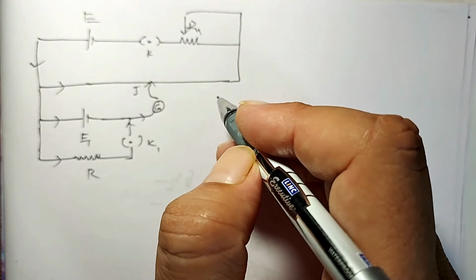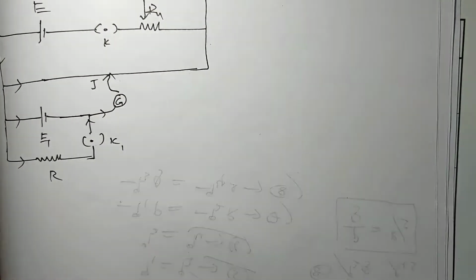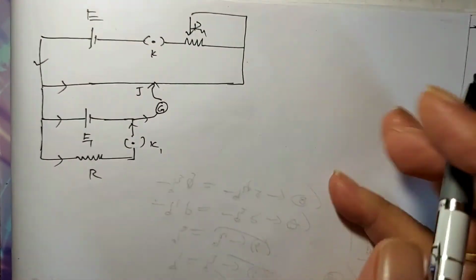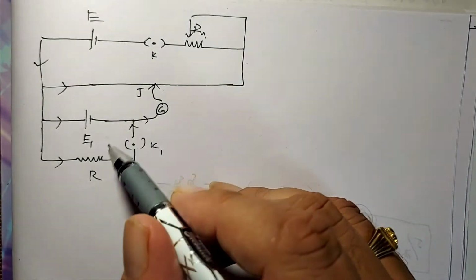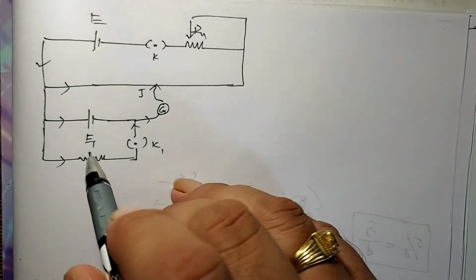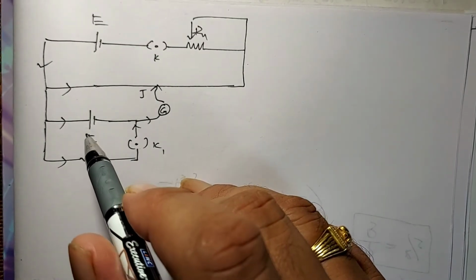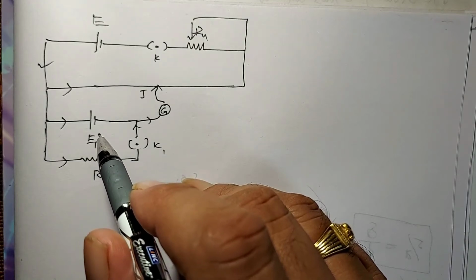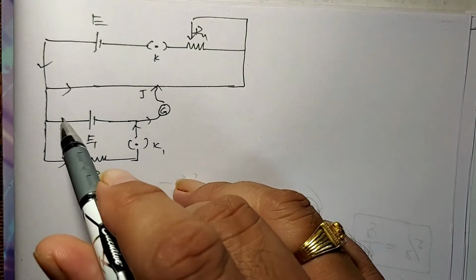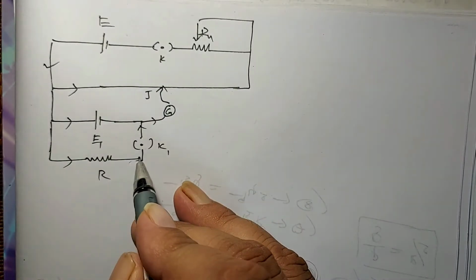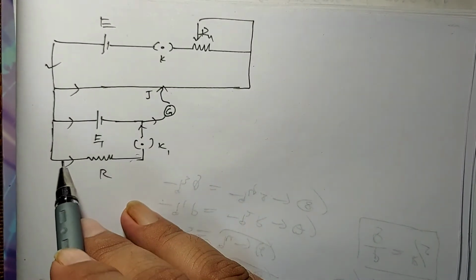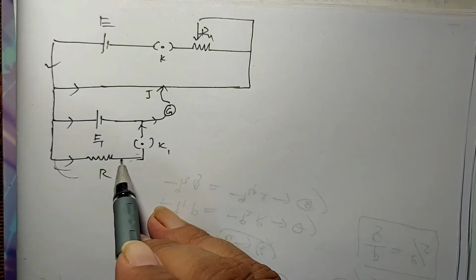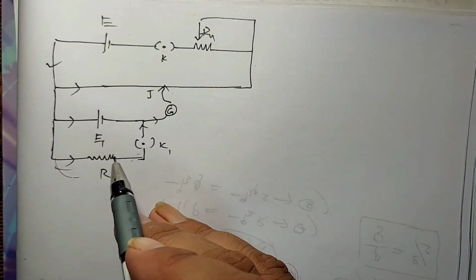As discussed in the previous case, the potentiometer consists of two circuits. One is the primary circuit and another is the secondary circuit. A cell whose internal resistance is to be determined is connected in the secondary circuit. This is the secondary circuit, and there is an external resistance connected parallel to this cell.